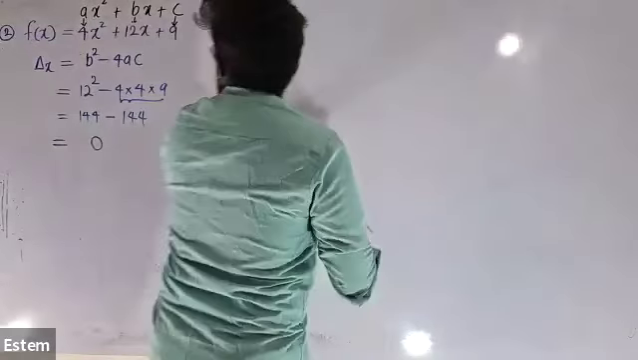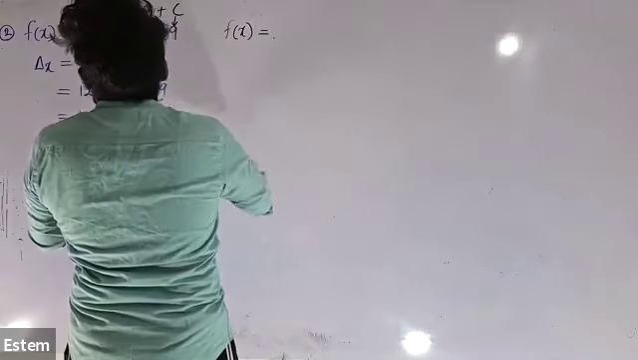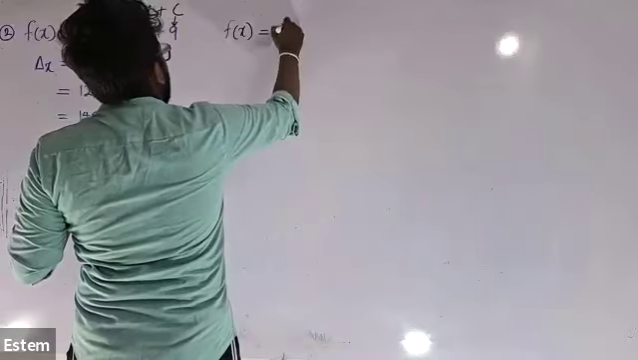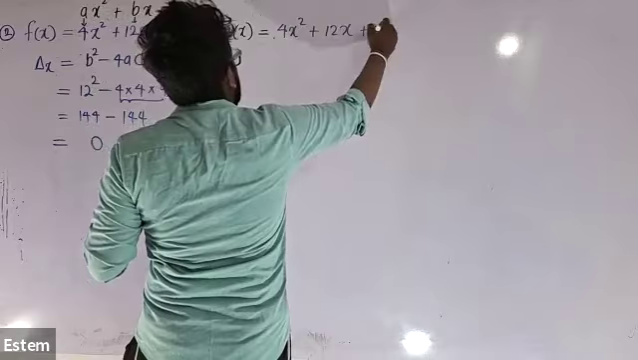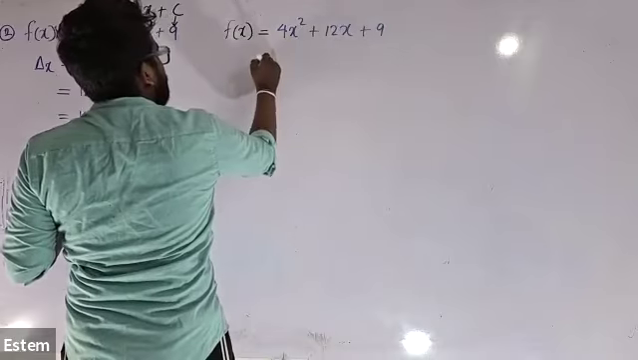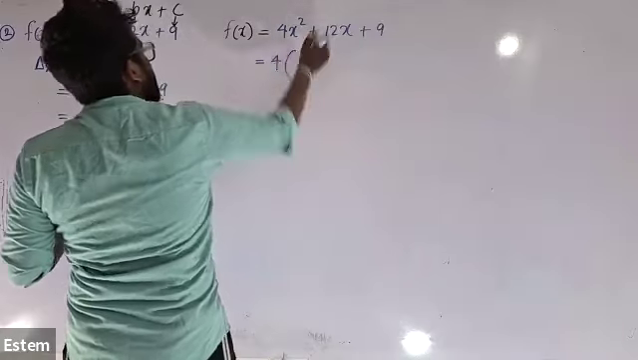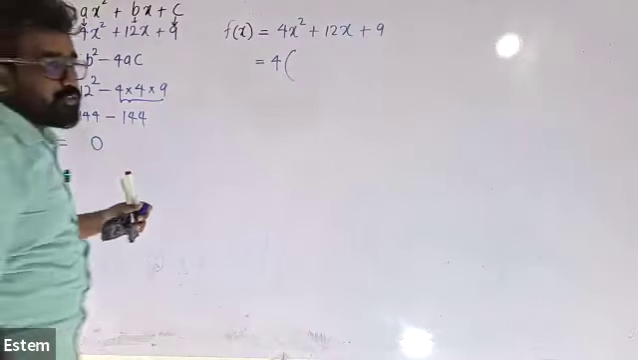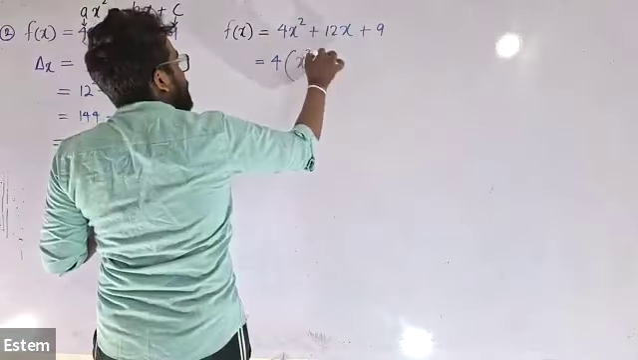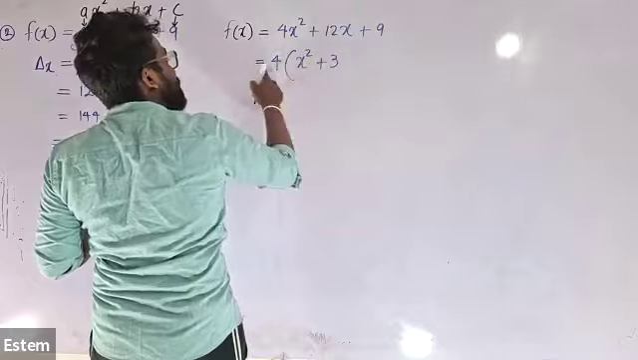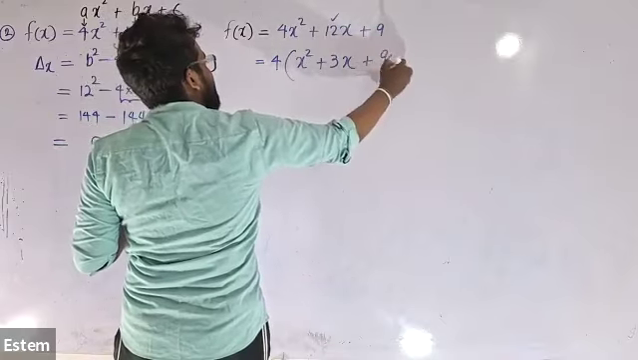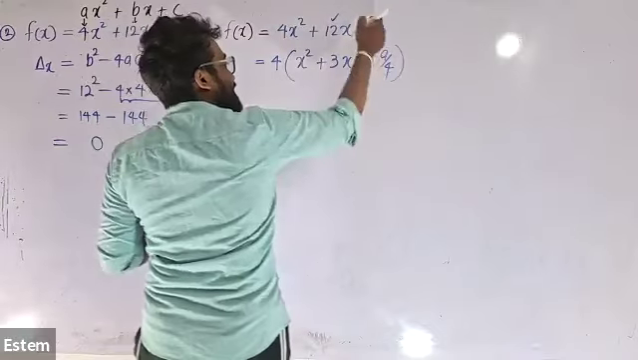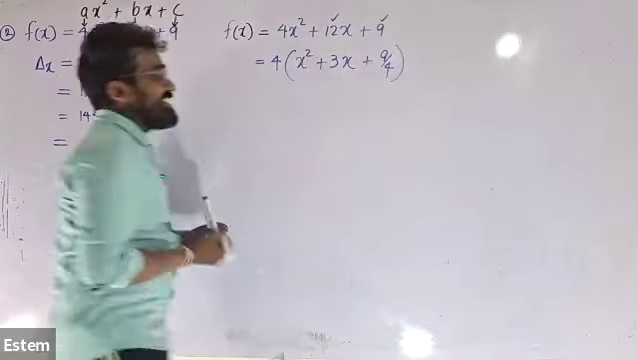Now here it is 4x squared plus 12x plus 9. Pull out 4. Then here it is x squared, and what is here? 3, because 4 into 3 is 12. Now what is here? Just easy, 9 over 4. The 4 is cancelled out and 9 remains.